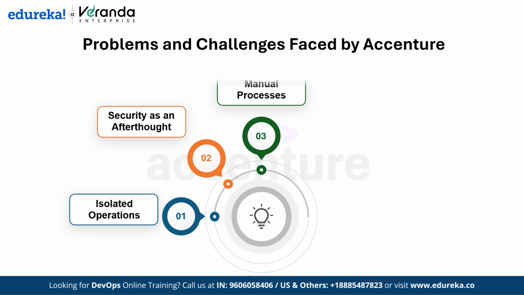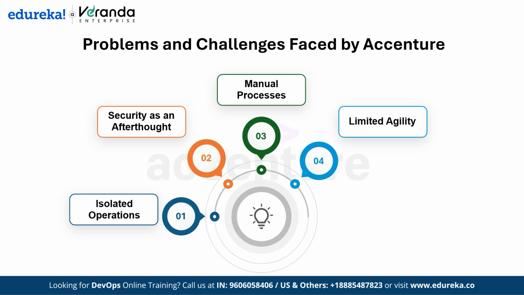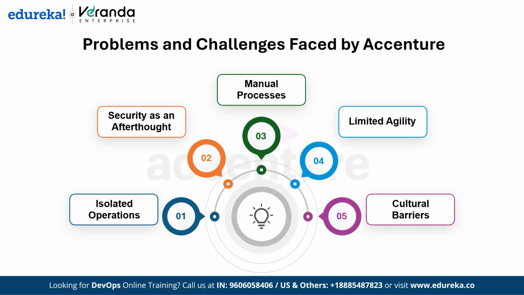The next challenge was the manual processes. Heavy reliance on manual workflows, code deployment, and infrastructure management led to inconsistencies and slower releases. The next challenge that was faced was limited agility. The existing processes lacked the flexibility to adapt quickly to evolving business demands and emerging threats. The last was the cultural barriers. Teams had a fragmented mindset, focusing on individual responsibilities rather than end-to-end service ownership.